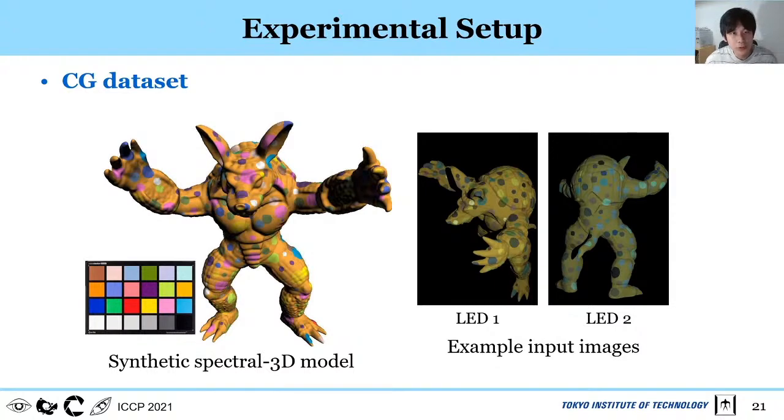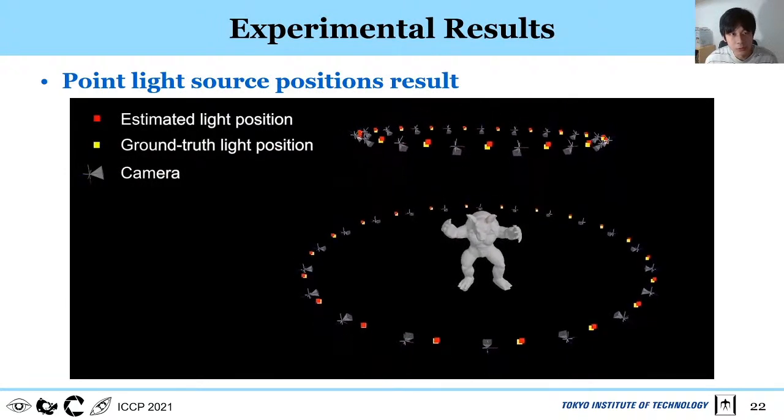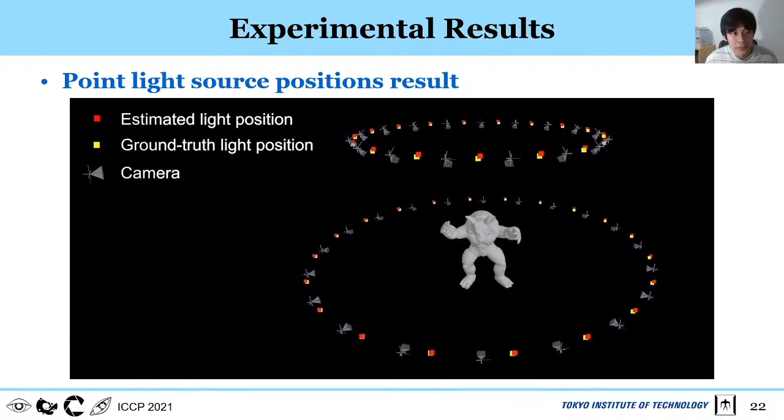To quantitatively evaluate the quality of results, we performed simulation experiments using CG models. We create a ground truth spectral 3D model, which has ground truth spectral reflectance data for every 3D point. The ground truth spectral reflectance data is created by assigning the spectral reflectance data of the color chart to the 3D points. This video shows the ground truth light source positions and the estimated light source positions by our method. It can be confirmed that our method can accurately estimate the light source positions.